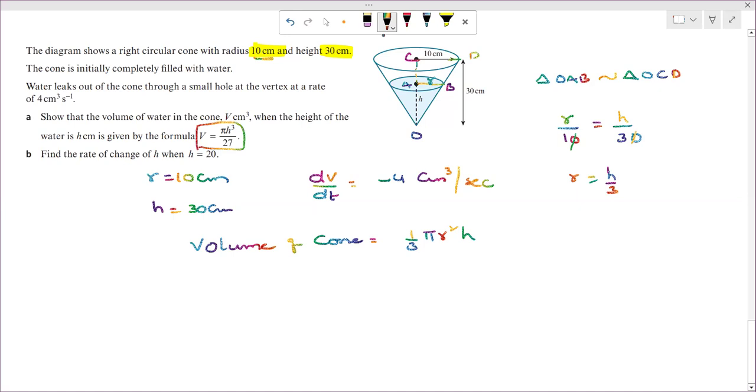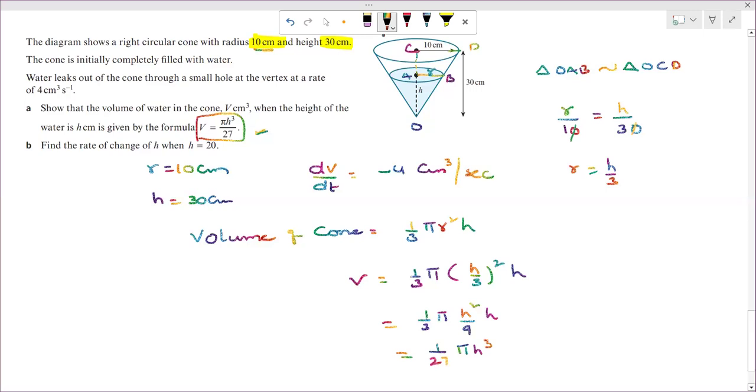So substitute the r value: volume equals 1 by 3 pi, r is nothing but h by 3 whole square, into h. So 1 by 3 pi h square by 9 into h. So it will be 1 by 27 pi h cube. That's what they're asking us to show.